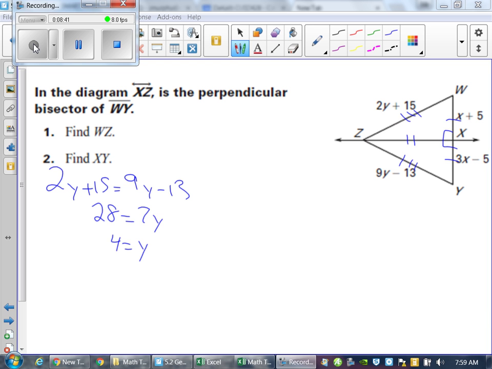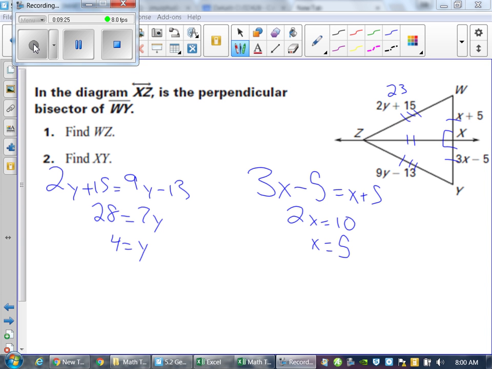So if y is 4, substitute back in. What's 2 times 4? Yeah, 8. 8 and 15 is? Use a calculator, ladies and gentlemen. I said 8 and 15. Do the same thing for the other stuff, for x, find x, y. And you get 10. Okay.